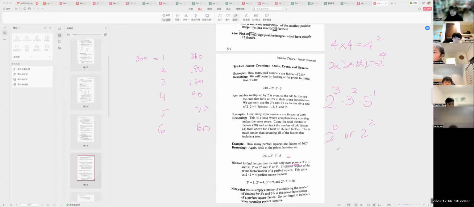Okay, so let's take a look at this one. For 3, we have 3 to the power 0 or 3 to the power 2. But 5 to the power 1 cannot be used because there is only one 5, so it can never be a square factor. So we have 1, and 2 squared equals 4, and 3 squared equals 9, and we can multiply them together to get 36. So there are 4 of them. Get it, everybody?